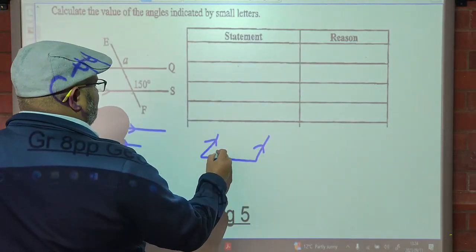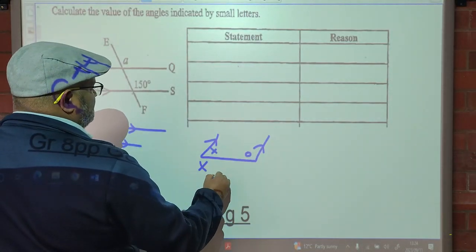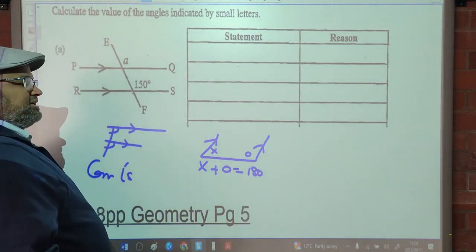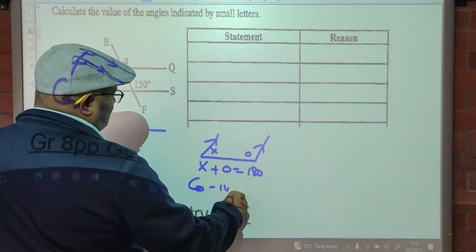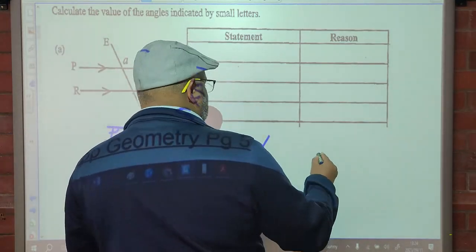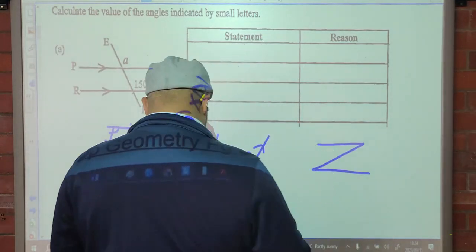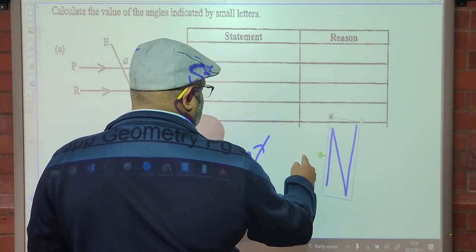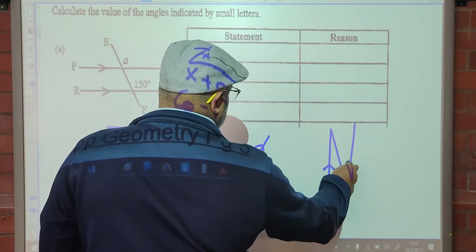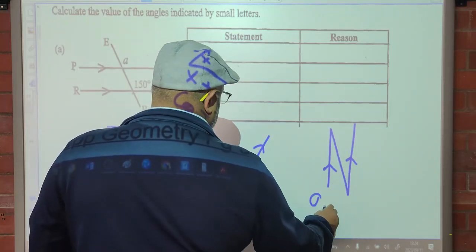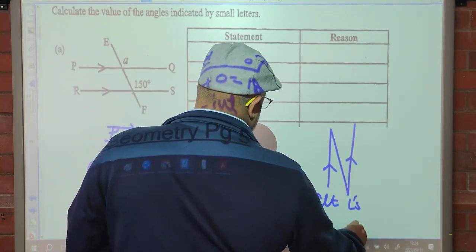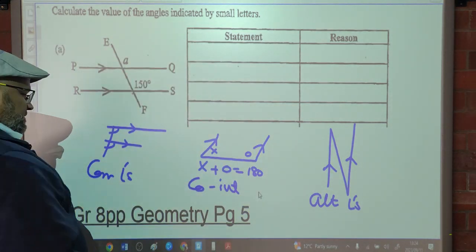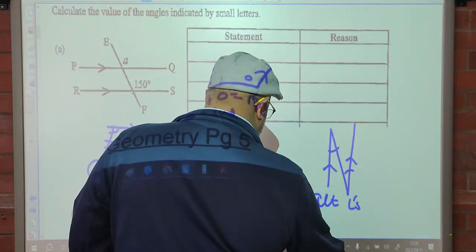If those lines are parallel, then your co-interior angles are what? What do you call 180? Supplementary. That's your co-interior angles. And then your Z, okay? Or N. If those lines are parallel, the alternate angles are equal. So these angles, they are equal.